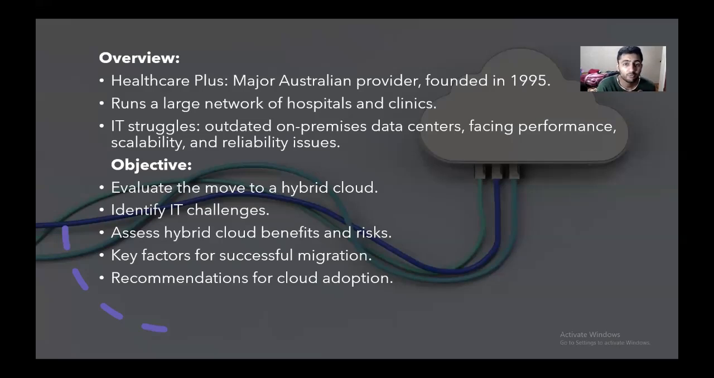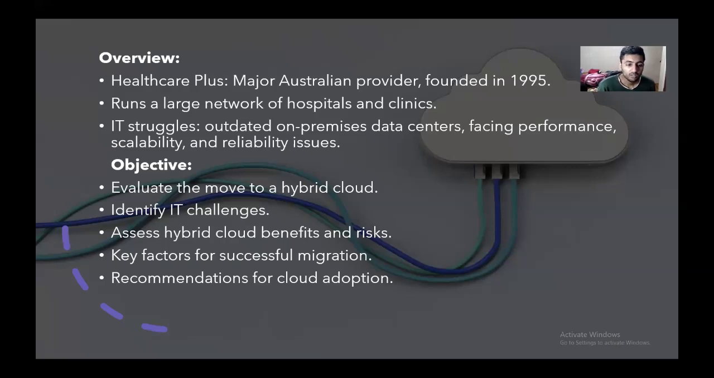First of all, we'll start with the objectives that we need to follow in this presentation. First, we are going to evaluate the move to a hybrid cloud. As I already said, the company is now moving to become a hybrid cloud company because it has been struggling with outdated on-premises data centers, and it is also facing many performance, scalability, and reliability issues. So in order to solve all these problems, the company has decided that it will now move to the hybrid cloud structure, which will solve all their issues.